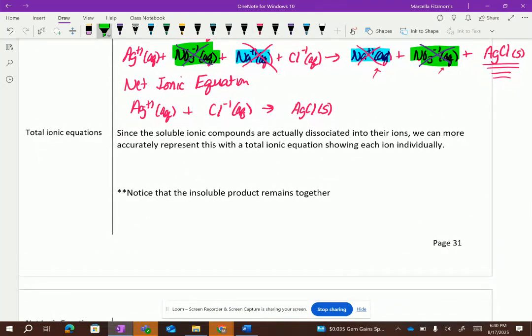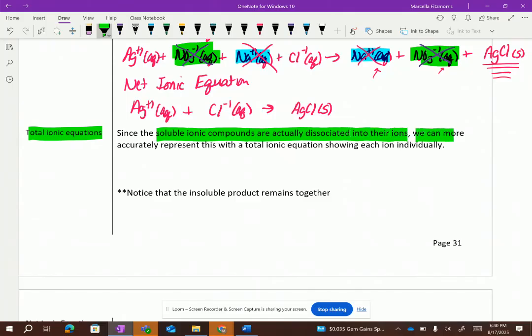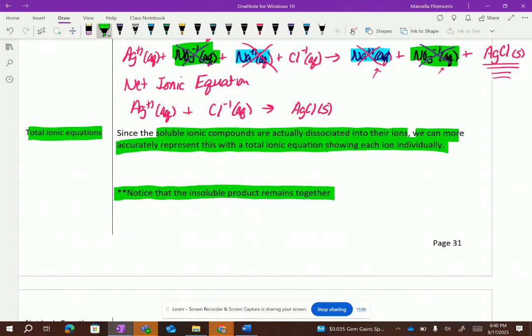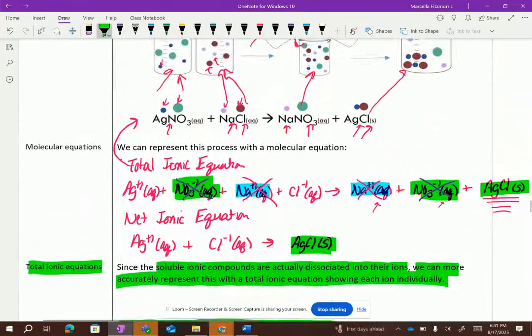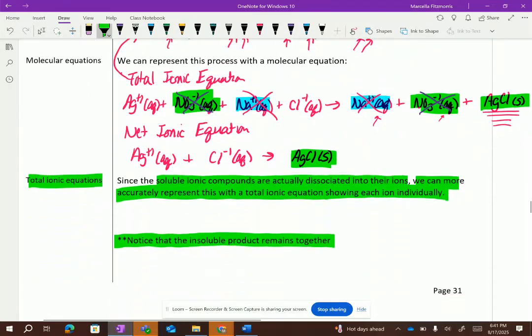Now down here it gives the definition. Total ionic equations. It says, since soluble ionic compounds are actually dissociated into their ions, we can more accurately represent this with a total ionic equation to show each ion individually. Because in reality, in that cup of water, they really are floating around as individuals. Okay. Notice that all the insoluble products remain together. So the AgCl that was not aqueous remained together. It remained together here, here, and of course in the molecular equation. Okay.